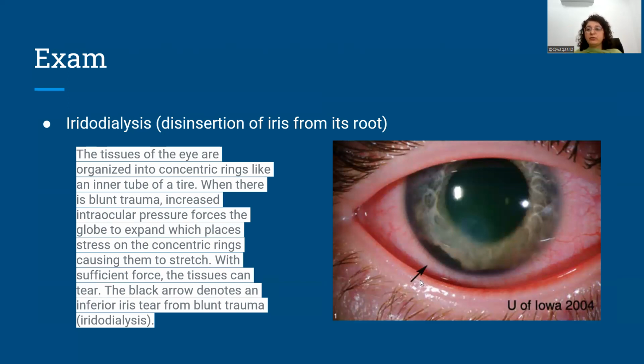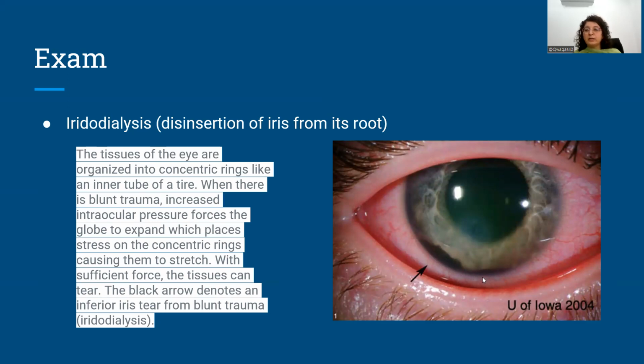And when they stretch, if there's enough force, they can actually rupture. So what has happened over here is that the circular tissues around the iris actually tore away from the root, from approximately 5 o'clock all the way to around 8 o'clock. We usually label structures in the eyes in terms of o'clock. So this would be 12 o'clock, 3 o'clock, 6 o'clock, and 9 o'clock.